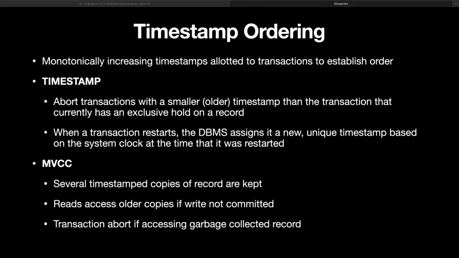So as there are multiple copies of the record, at some point those copies have to be garbage collected. So if a transaction is trying to access a garbage collected record, it aborts and restarts. And the next technique is optimistic concurrency control.